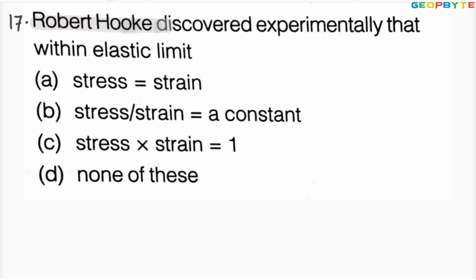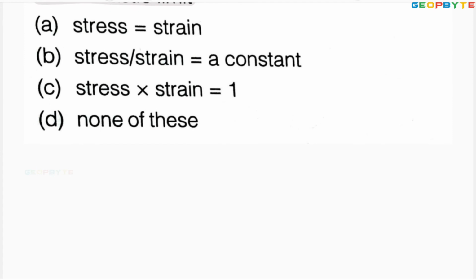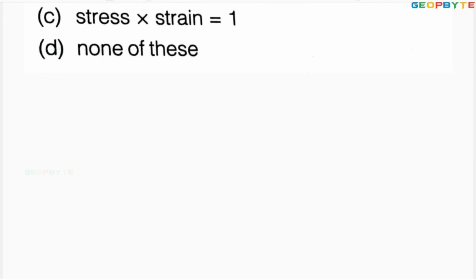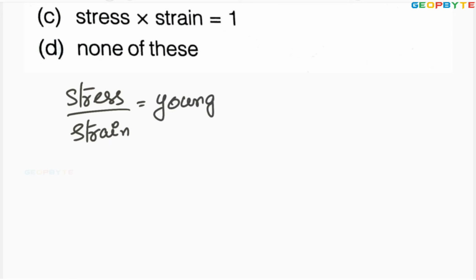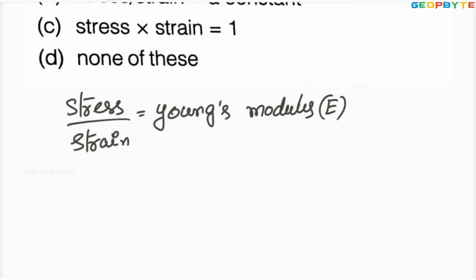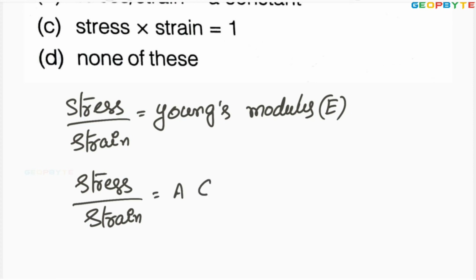Robert Hooke discovered experimentally that within the elastic limit, according to Hooke's law, stress by strain equal to Young's modulus. That Young's modulus is the material constant, therefore it is a property of the system. Anyhow, stress by strain equal to a constant according to Hooke's law.